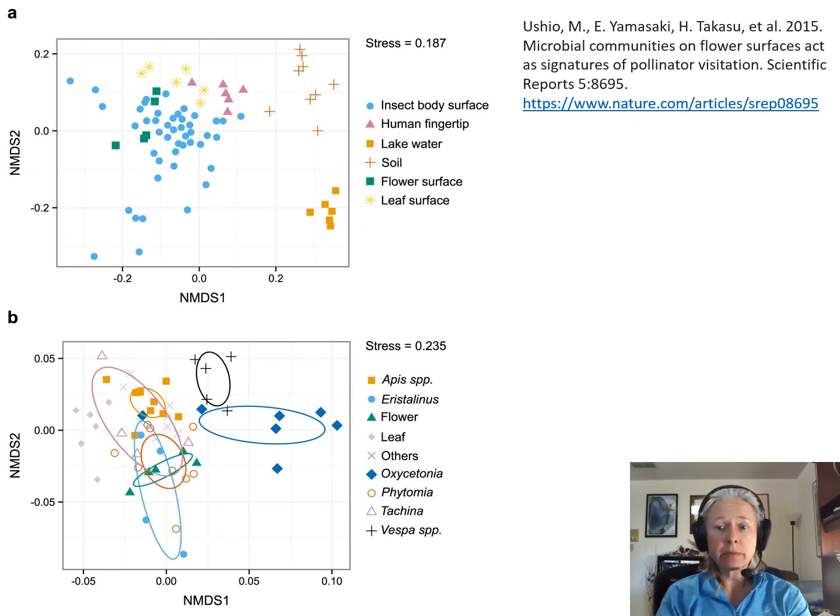Furthermore, they determined that those microbial communities differed from those in other environmental samples, such as in lake water or soil, as shown in panel A. In addition, the microbial community composition on insect bodies showed a degree of species specificity, as shown in panel B. So, they used NMDS plots to examine the microbial communities recovered from insects, flowers, and other environments, which allowed for some inferences to be made about species interactions.